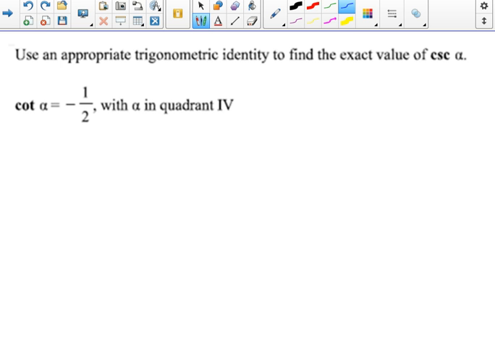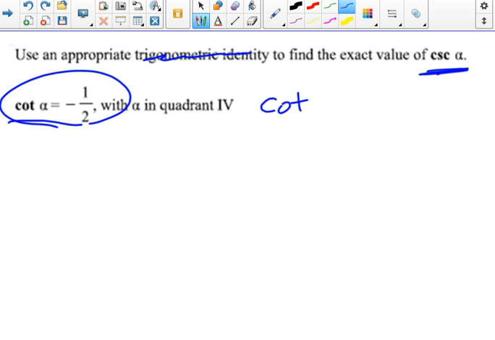Okay. I don't know if we need to find an appropriate trigonometric identity, whatever. We're going to find the value of cosecant, given that cotangent is this in quadrant 4. So, first thing, I'm going to figure out what I have. Do I have an x, a y, an r? Do I have an x and a y, an x and an r, a y and an r? Which one do I have? So the cosine of this alpha is going to be negative 1/2.